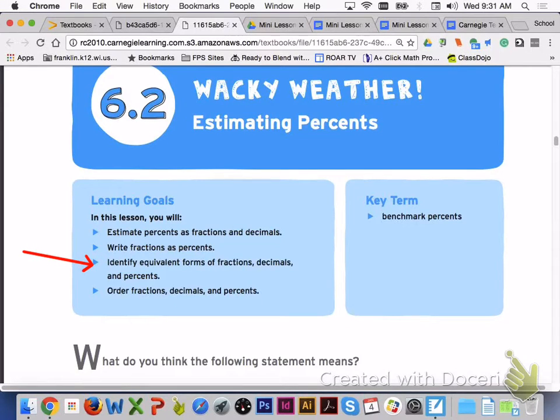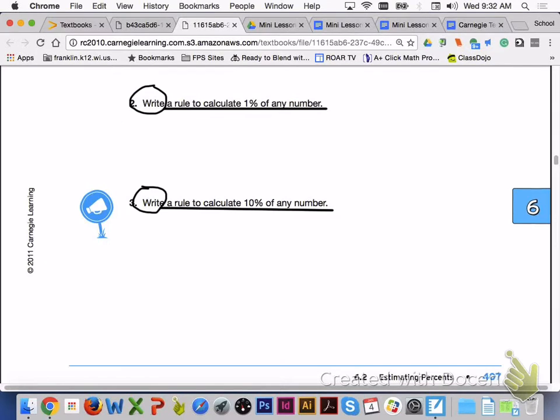Hi class, in lesson 6.2, the learning target that we are going to focus on is identifying equivalent forms of fractions, decimals, and percents. A key term to look for in lesson 6.2, benchmark percents. Please turn to page 407, problem 2, and answer number 2 and number 3 with your group members.